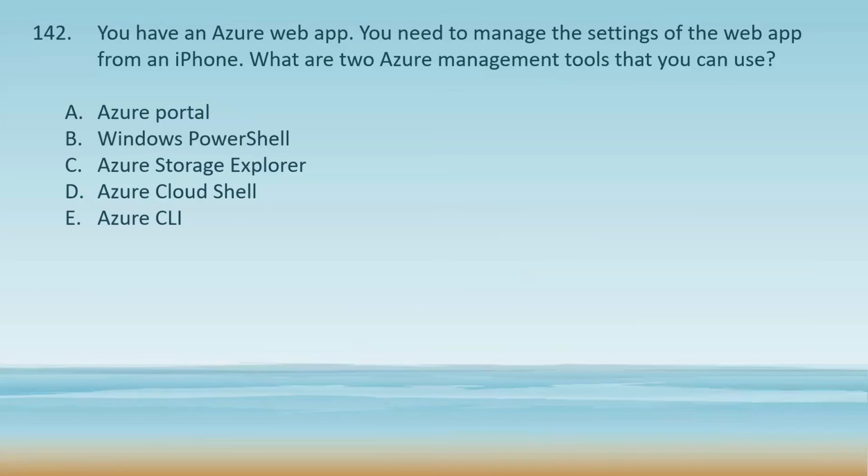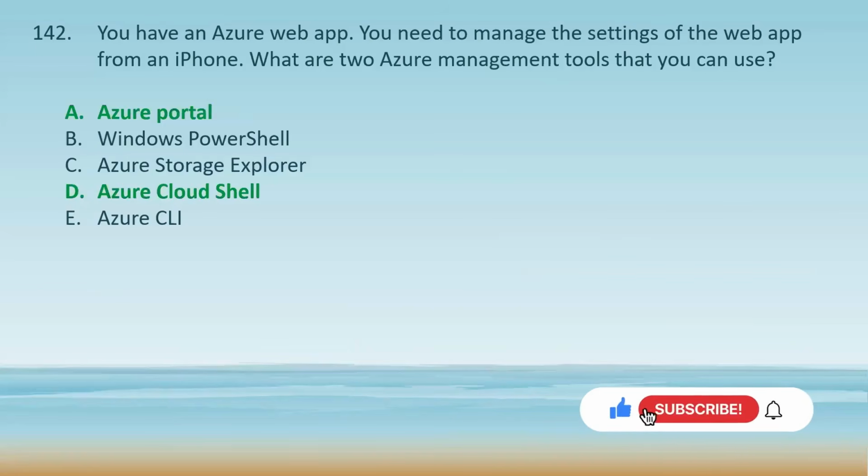And the right answers in this case are option A and option D, Azure Portal and Azure Cloud Shell. Azure Portal is a web-based portal for managing Azure. Being web-based, you can use Azure Portal on an iPhone because it has a web browser. Similarly, Azure Cloud Shell is a web-based command line for managing Azure. You access the Azure Cloud Shell from the Azure Portal. Again, being web-based, you can access it from an iPhone.